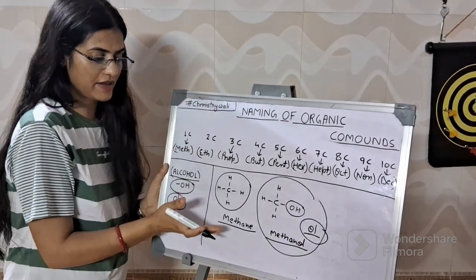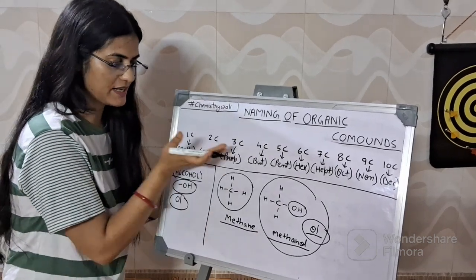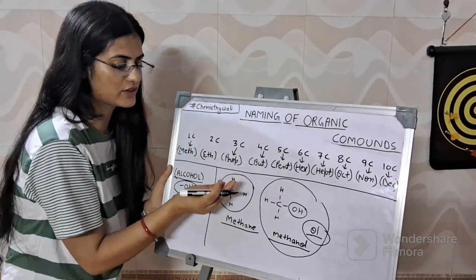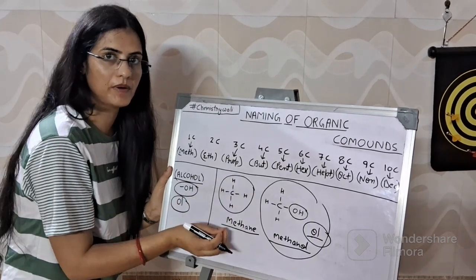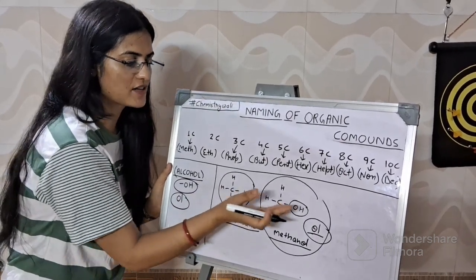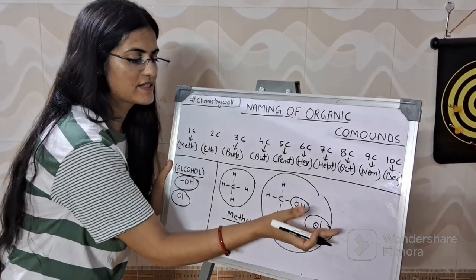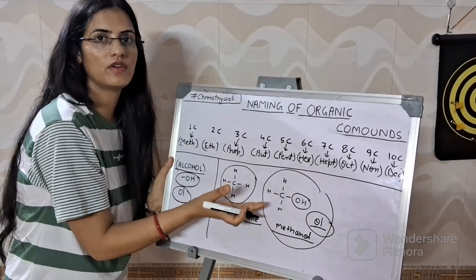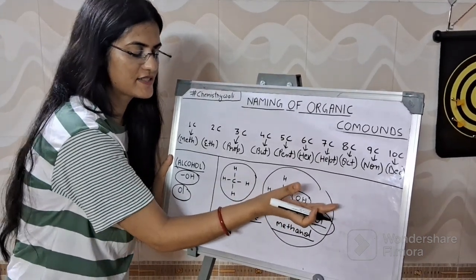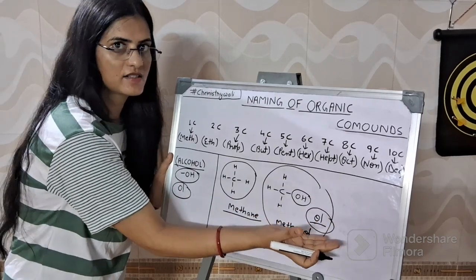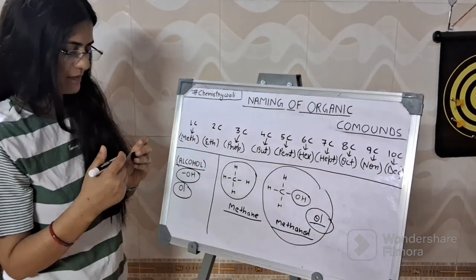All the other naming will be same based on the number of carbon, based on the number of single, double or triple bond. But what is the suffix? Suffix, it will decide on the basis of functional group. Which functional group is attached here, same way we will add the suffix. So next example.